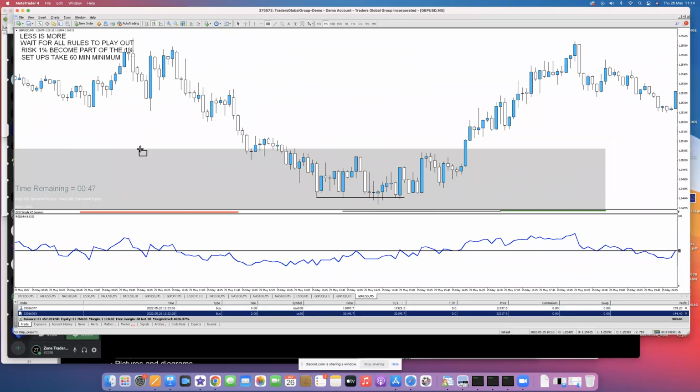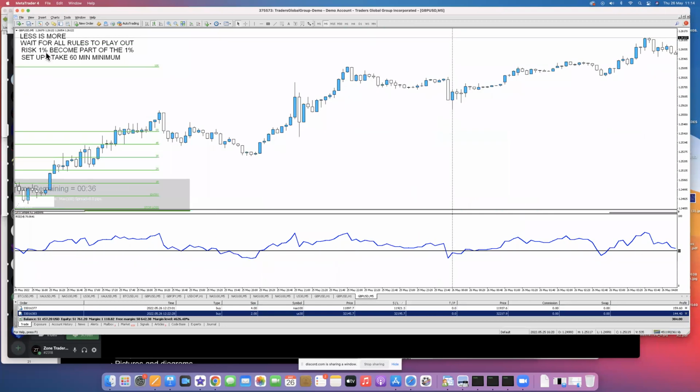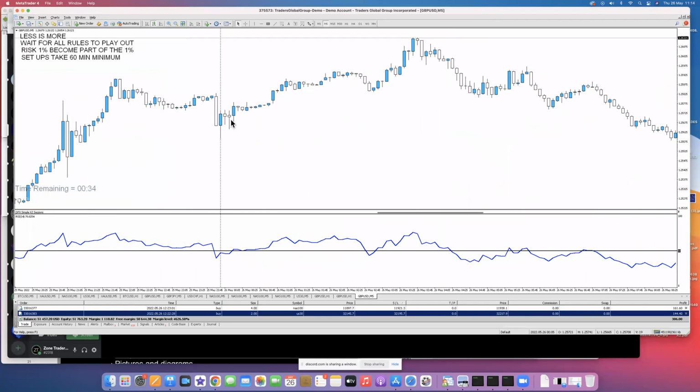So drop down from the hour to the 5-minute, and there's your order block, and you buy in there. Stop loss just below the low, and that's a 5R trade, and then some, 10R trade and beyond.